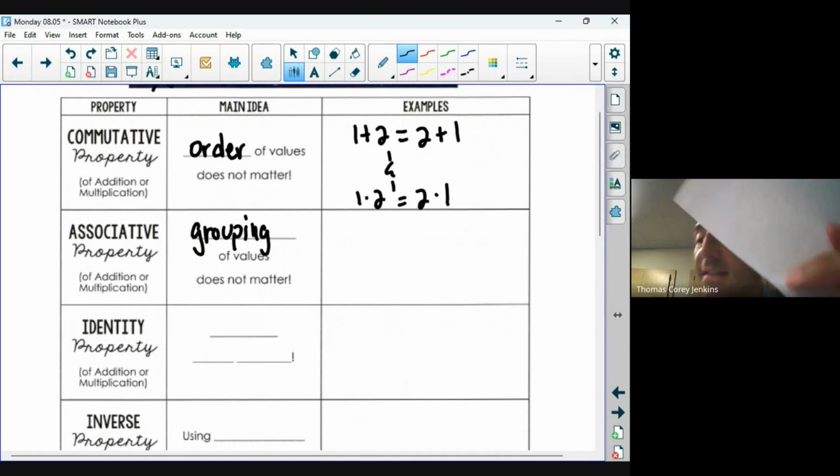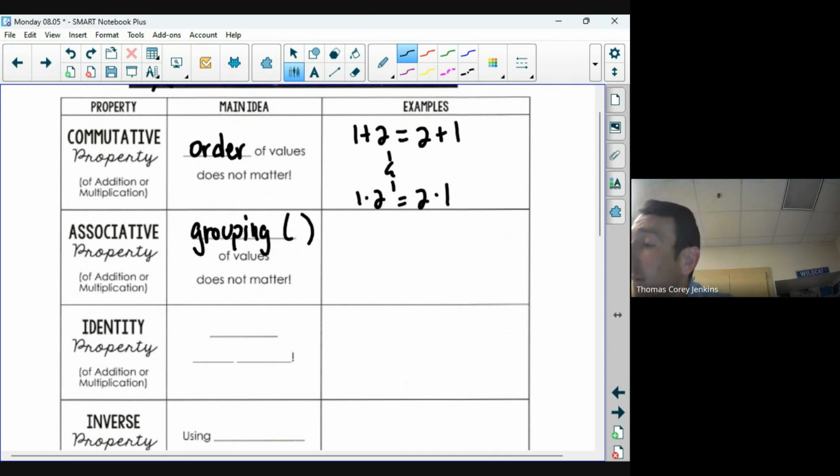Anybody know what math symbols we use to show grouping? How do we group numbers together? Yes, sir. Brackets, or what else? Parentheses. That's right. Typically parentheses, could be brackets as well. But it's true that it doesn't matter how we group in addition or multiplication.